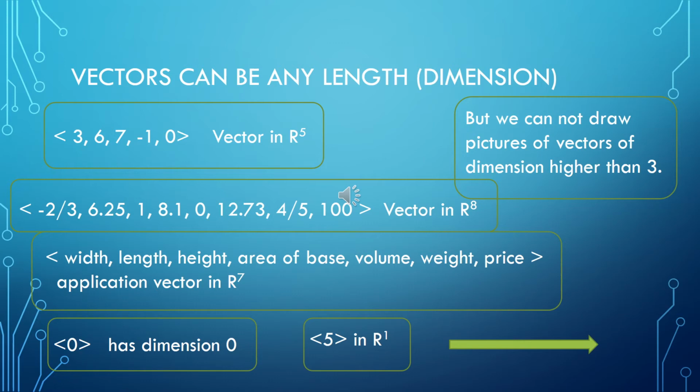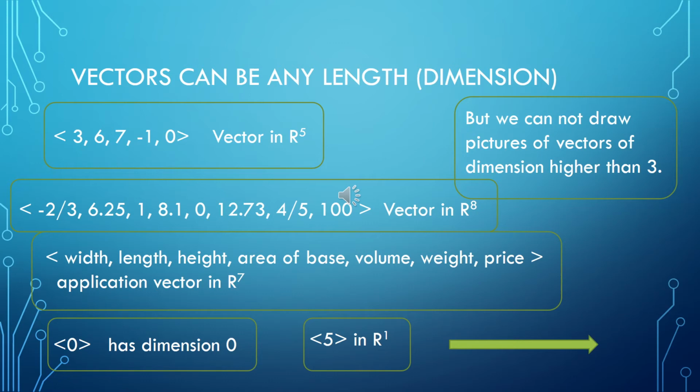And because we live in a 3-dimensional world, we can't really draw pictures higher than 3 dimensions, but you can kind of make analogies by picturing 3 dimensions or 2 dimensions. The vector -2/3, 6.25, 1, 8.10, 12.73, 4/5, 100 is in R8. Notice I purposely was pointing out that the components of a vector can be any kinds of numbers. So you can have fractions, you can have decimals, you can have 0. You're not limited to just integers as your components.